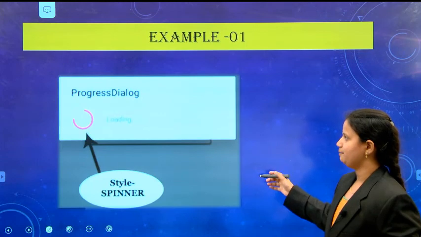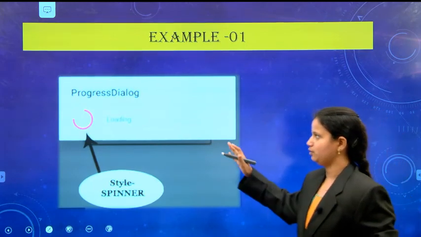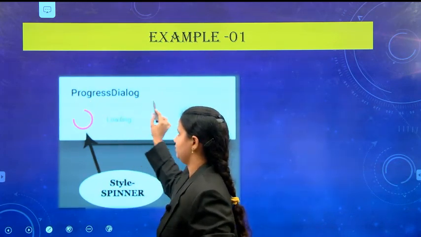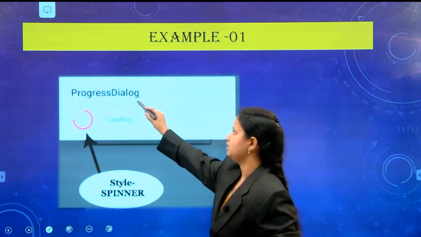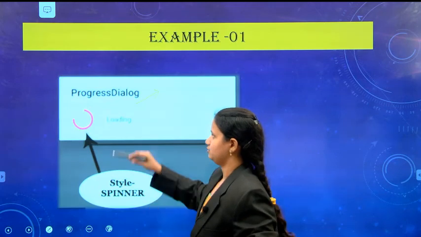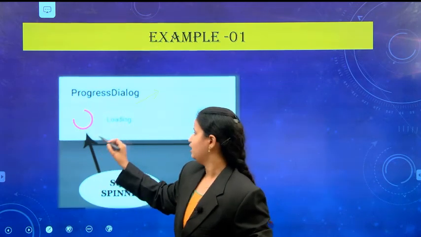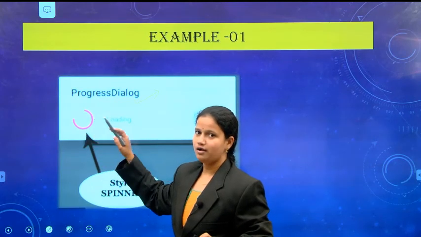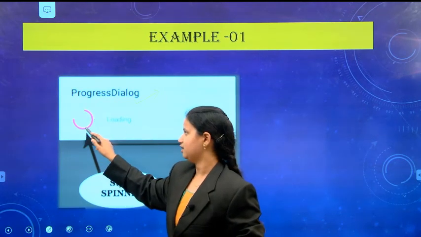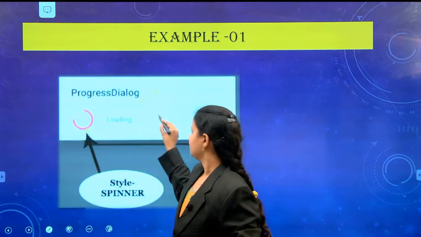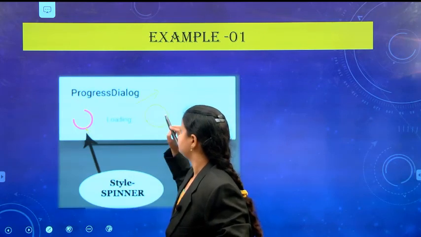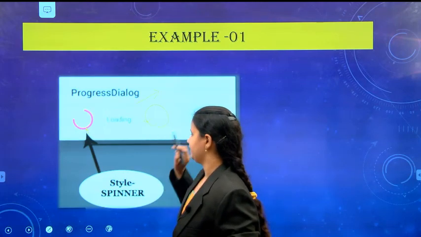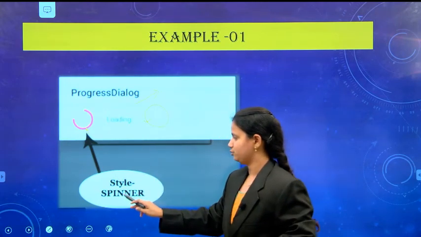So, this is an example. How do we implement this example? This is the message we have to display, and this is the title of your progress dialog. The title is progress dialog, and this is a spinner, which will be rotating. After the rotating process completes, it will stop and be completed like this. After all the loading is completed, it will finish like this, and this style is spinner.